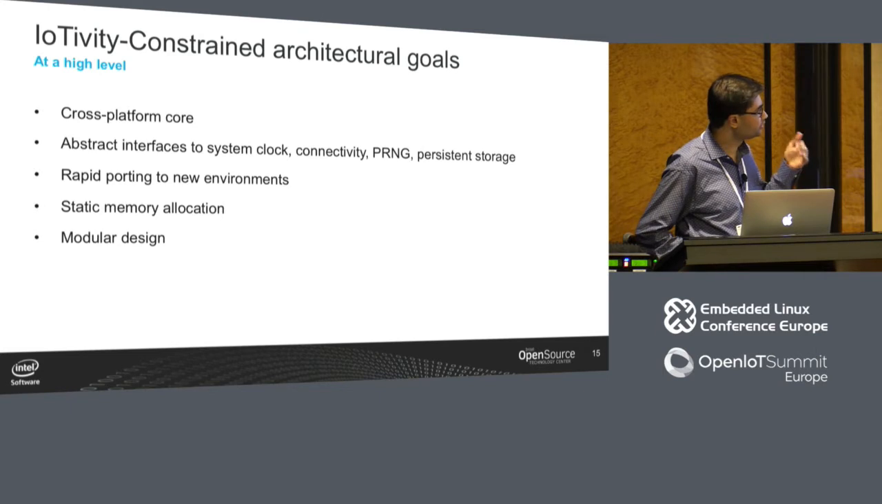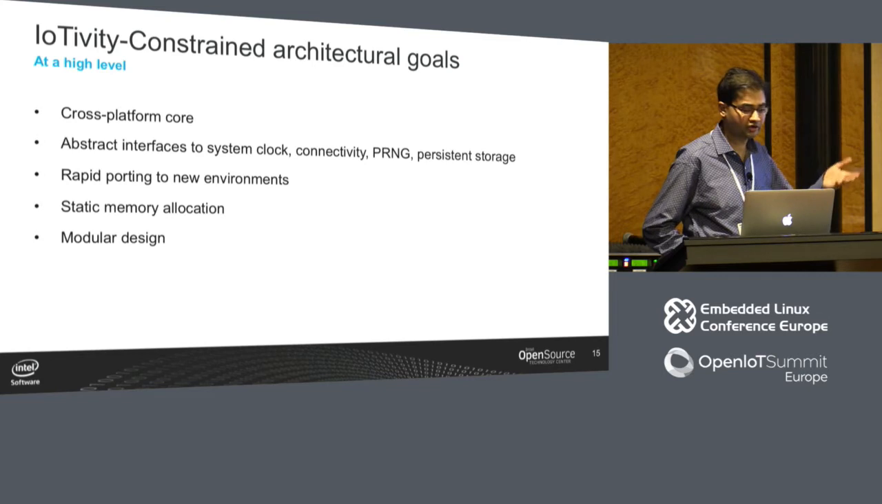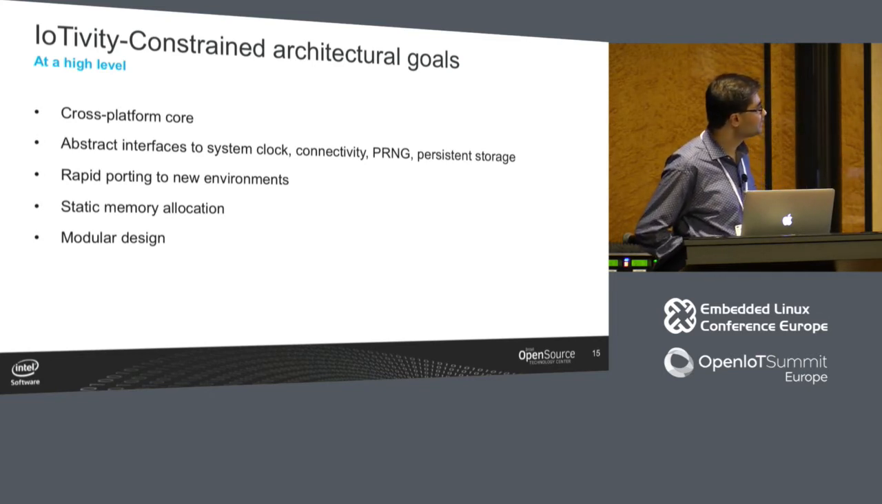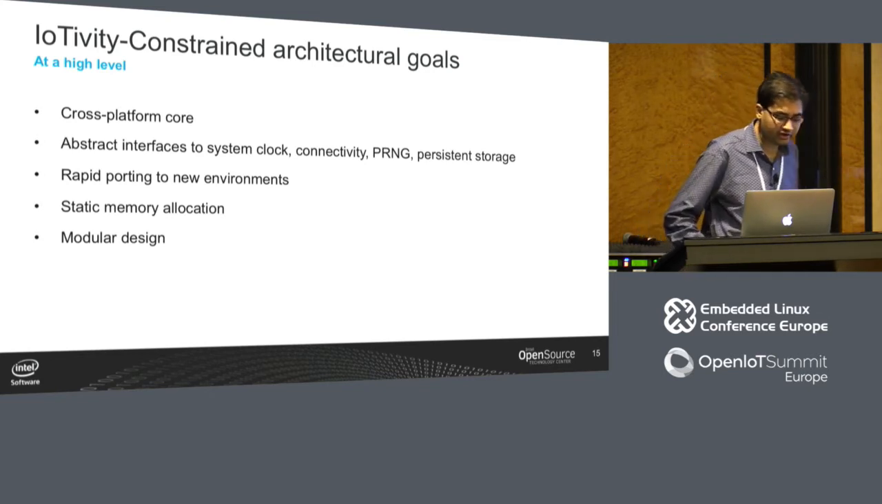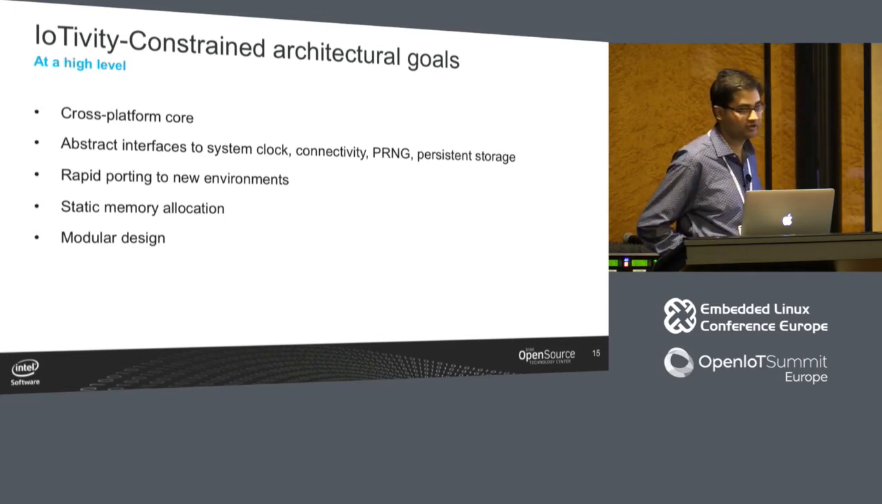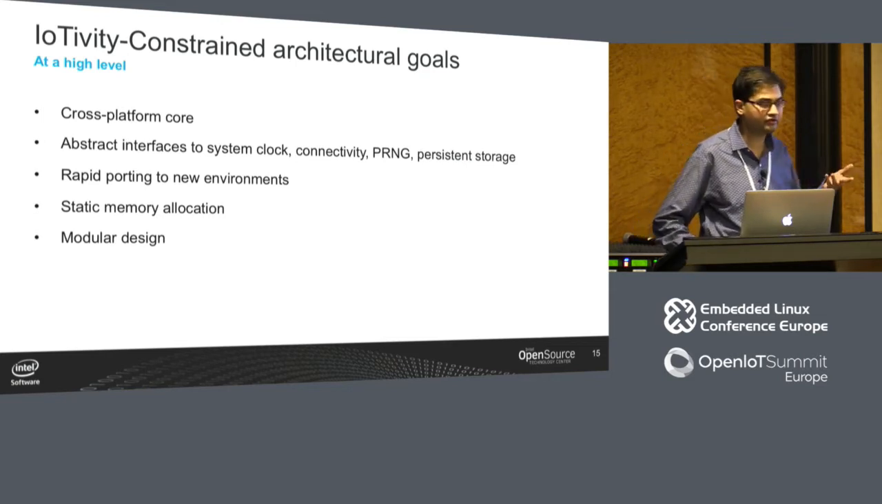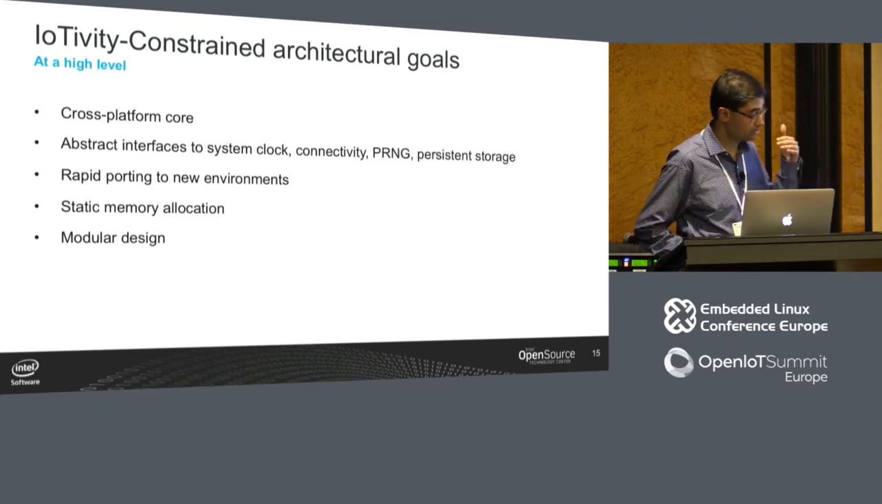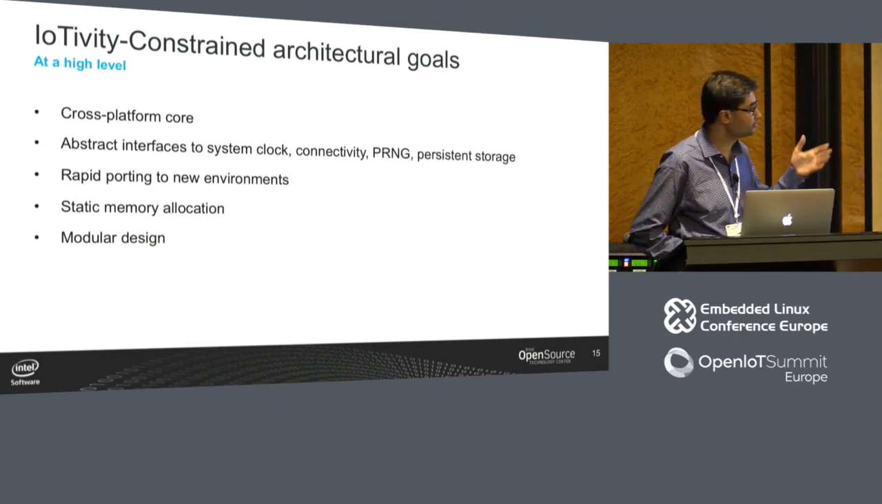As the core framework is the sole consumer of these interfaces, the scope of their definitions is very limited to its needs. And this enables it to be implemented on various environments with relative ease and allows rapid porting of IoTivity-Constrained and deployment on those environments. All memory is allocated statically in memory pools. And lastly, the design is modular and enables applications to exclude certain features cleanly without impacting the rest of the system.